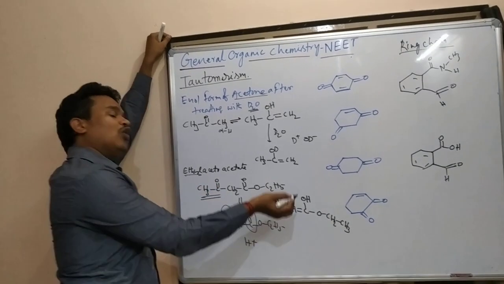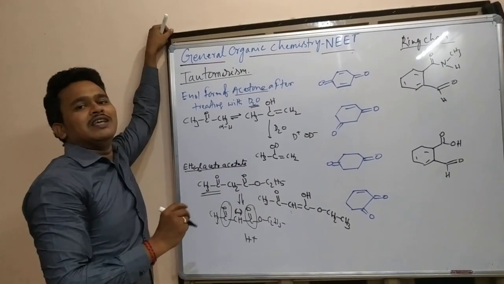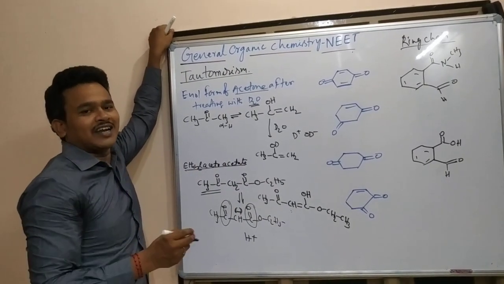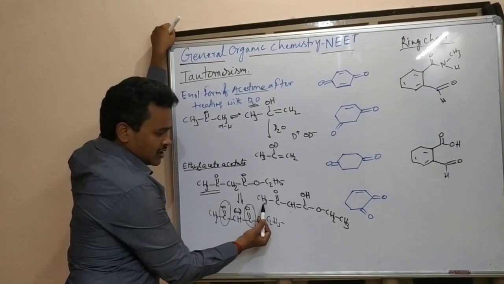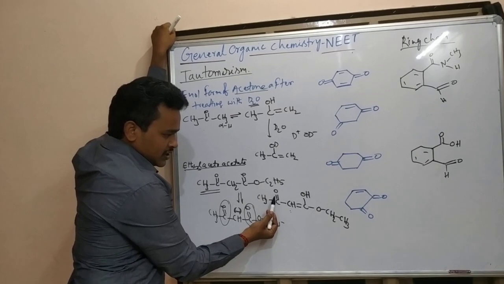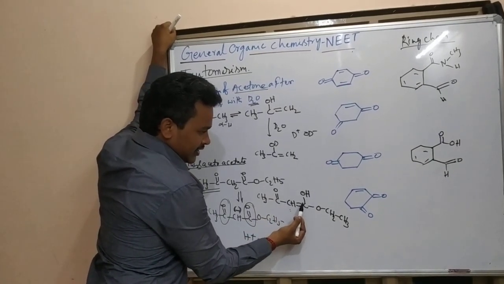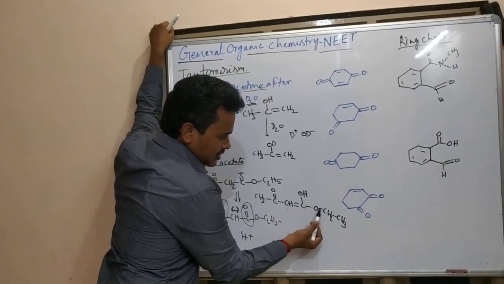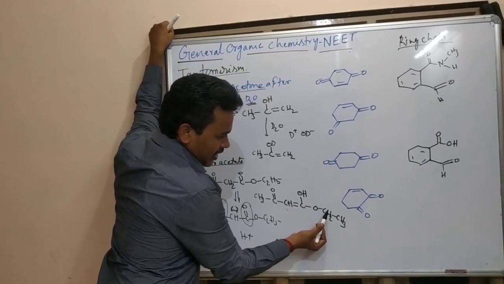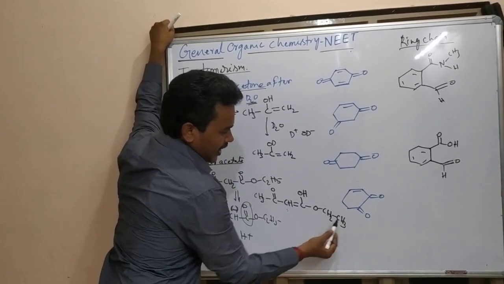Here, what the question generally asks is: in the enol form of ethyl acetoacetate, how many sigma and pi bonds are there? We have to count here. How many sigma bonds are there? CH3, 3 sigma bonds, 3, 4, this is 5, 6, this is 7, this is 8, this is 9, this is 10, this is 11, this is 12, this is 13 and 14, this is 15. Here 3 are there, 15 plus 3, 18.